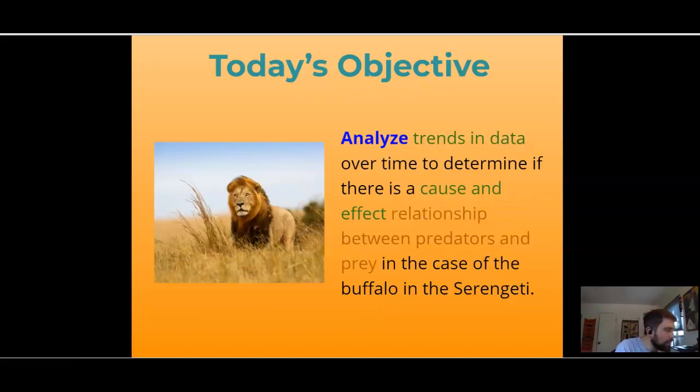Is a changing buffalo size caused by a changing predator population size? And so our objective, our goal for the day, is to analyze trends and data over time to determine if there's a cause and effect relationship between predators and prey in the case of the buffaloes in the Serengeti.